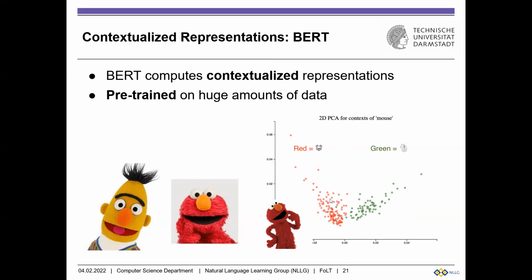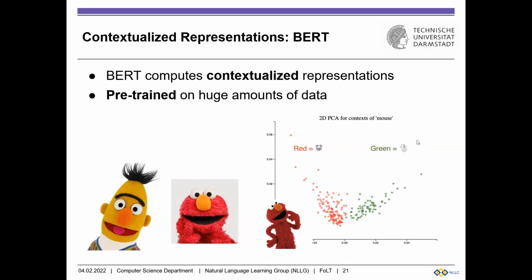And again, here on the right, we see the usefulness of contextualized representations for the word mouse, where we see that depending on the context, the word mouse may have different representations, and they may even be orthogonal to each other.